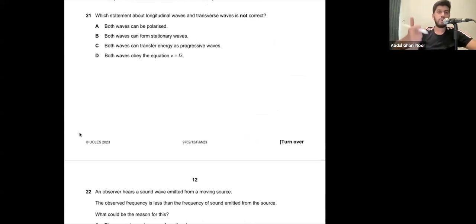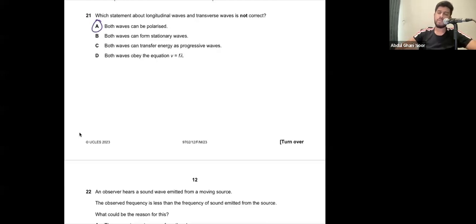Which statement about longitudinal waves and transverse waves is not correct? So both waves can be polarized. No. Transverse waves can be polarized. Sound waves, longitudinal waves cannot be polarized. This is incorrect. So the answer is A.